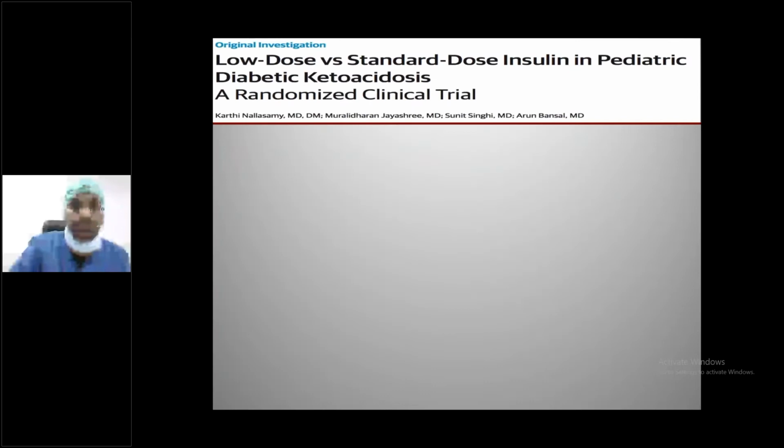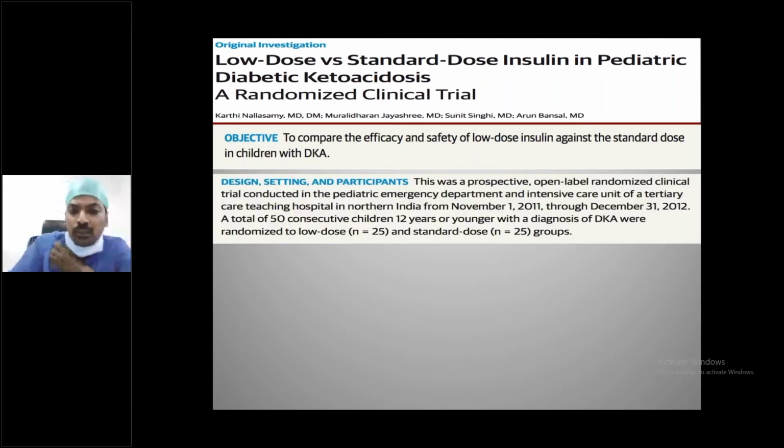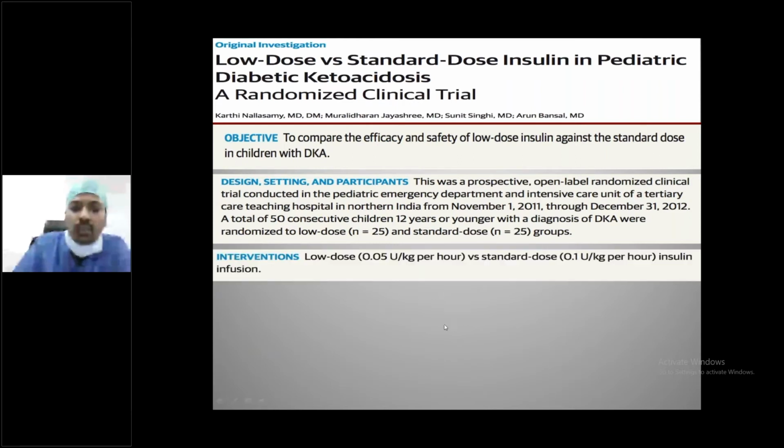So at what dose should we give insulin? There is a paper from Chandigarh which has compared efficacy and safety of low dose insulin against standard dose insulin in children with DKA. It is a prospective open label RCT. They randomized 50 children into two groups. One group received low dose, another group received standard dose. The low dose group received insulin of 0.05 units per kilo per hour, even at the beginning phase, and the standard dose group received 0.1 unit per kilo per hour of insulin.